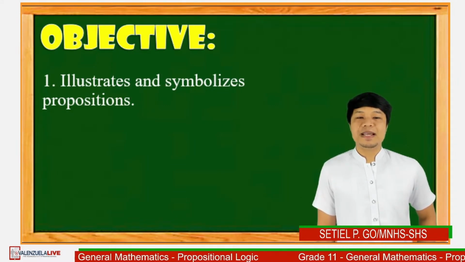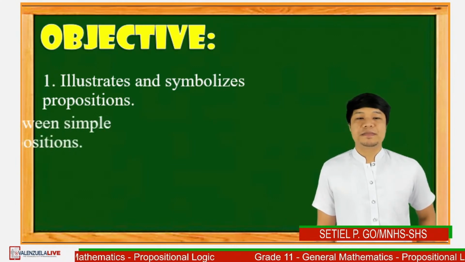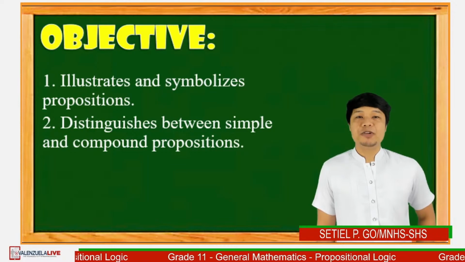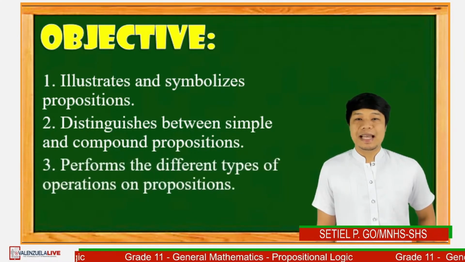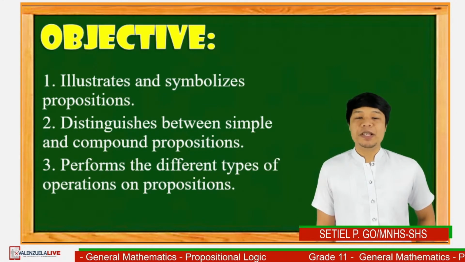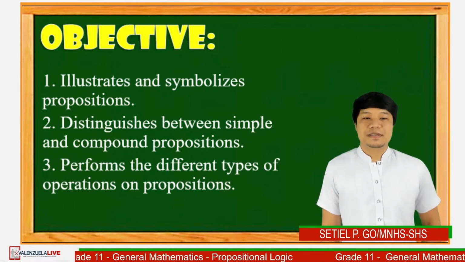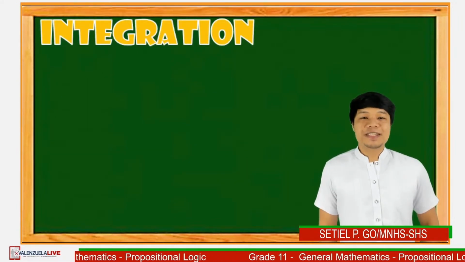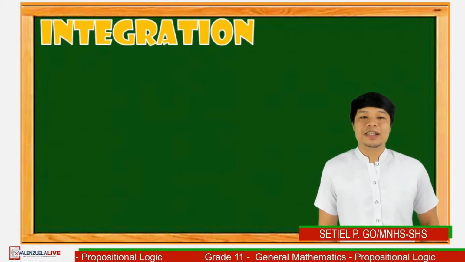Illustrates and symbolizes propositions. Number 2, distinguishes between simple and compound propositions. And lastly, number 3, performs the different types of operations on propositions. Let us start today's lesson by recalling the 4 sentence functions in English.